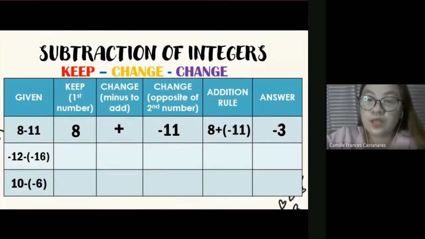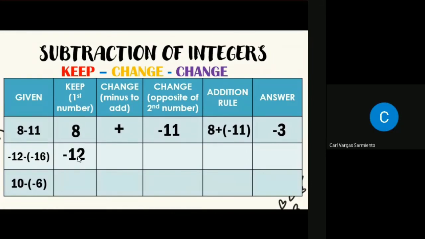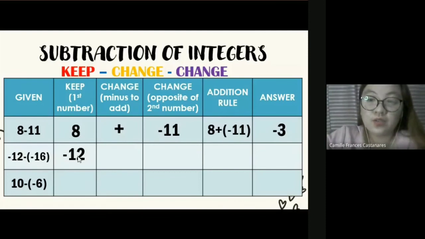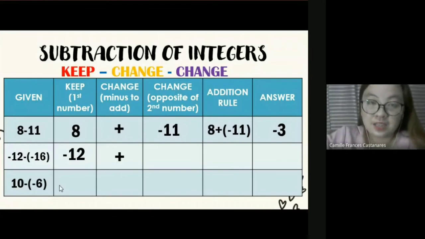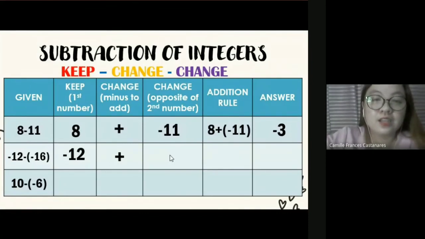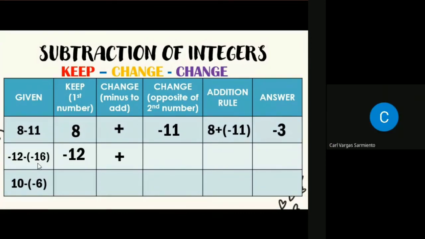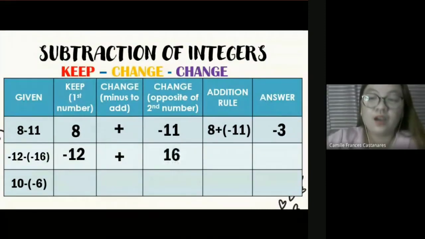So, first, we will keep the first number, negative 12. Then, change, minus to addition, minus plus, okay, magiging plus. Hindi yan positive, ha? Operation yan, plus. Okay, next, change or give the opposite of the second number. What is the opposite of negative? Positive 16. Positive 16 po. Okay, positive 16. So we have negative 12 plus positive 16.